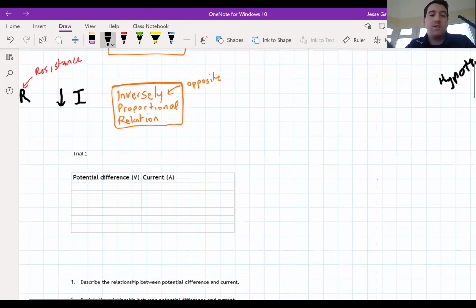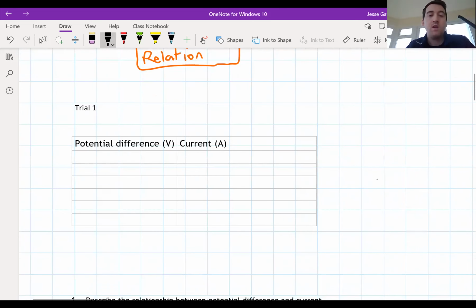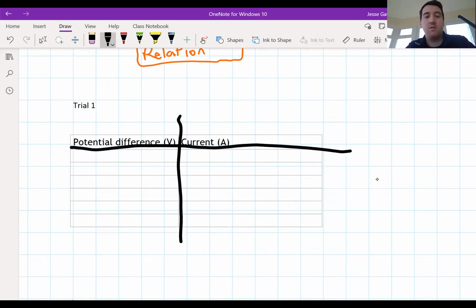Right, before we go and we do our experiment, we are going to need a little results table. So what I'm going to get you guys to do here is pause the video and take down this rough table. Now, you don't have to have all the boxes, even if you just have potential difference, current, even if you just have that, it'll be fine. Potential difference, current, and a left and right column. Pause the video and do that now.